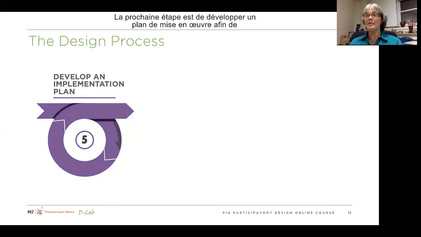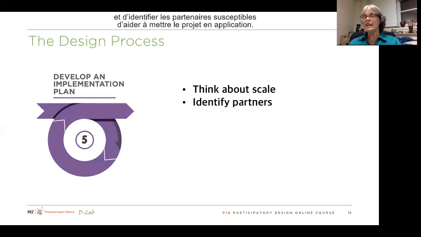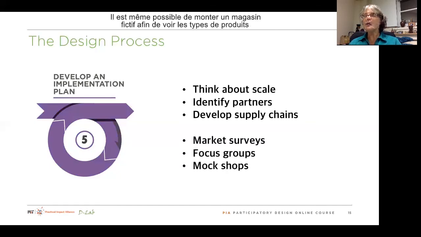The next stage is to develop an implementation plan for getting your product out into the field and into the hands of those people who could use it. It's important to think about the scale and to identify partners that could help you to implement the project. It's also important to think about the supply chains and the many components that are necessary to support a product in the field. There are many tools that you can use to help design an implementation, such as market surveys and focus groups. And you can even set up a mock shop so that you can see what types of products people will purchase and what price they'll pay.